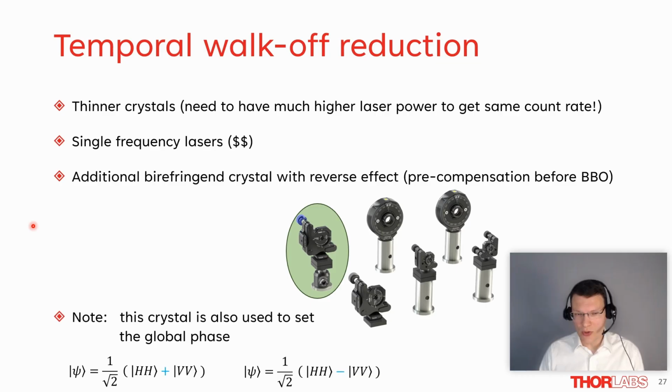Now the next note is for connoisseurs. You also need one optical element to set the global phase, meaning there has to be a way for me to get from HH plus VV to HH minus VV. You can do that with an additional optical element. For simplicity, we use the temporal walk-off crystal for that as well. We can just tip and tilt that, and then you can change this global phase.